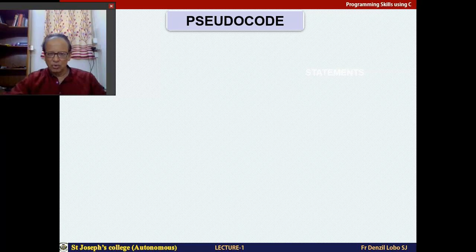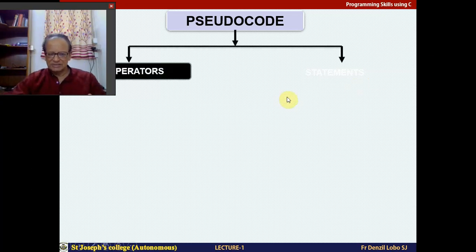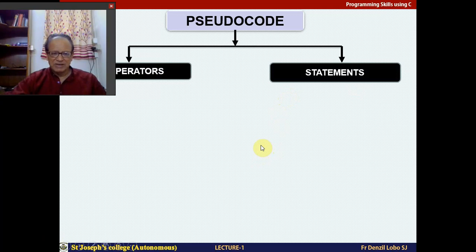As I said, pseudocode is a combination of operators. And what are these operators? Operators are nothing but verbs of my computer language. And statements are a combination of these operators and some other variables, etc. So let us try to understand, therefore, what operators are.